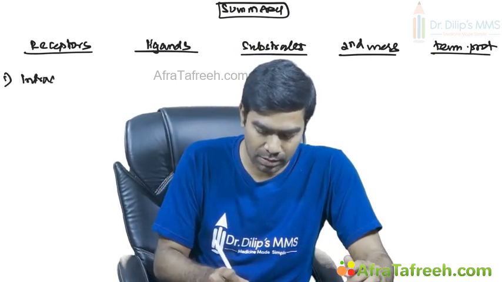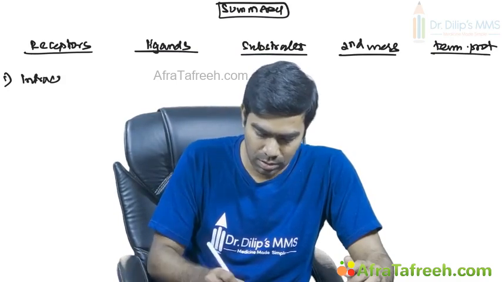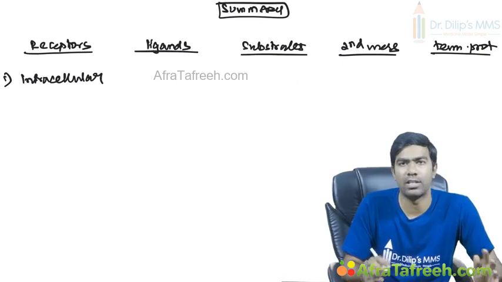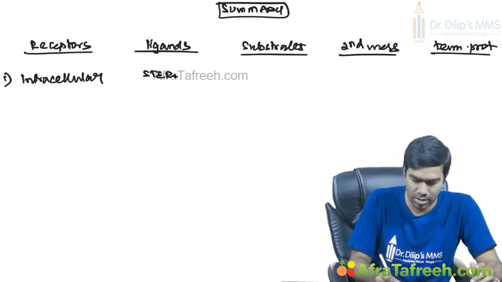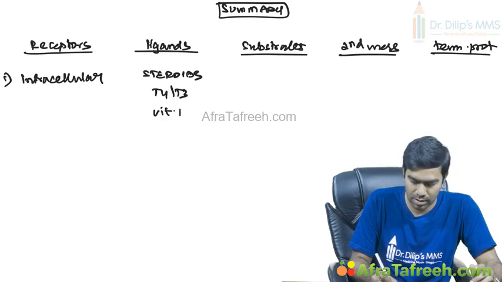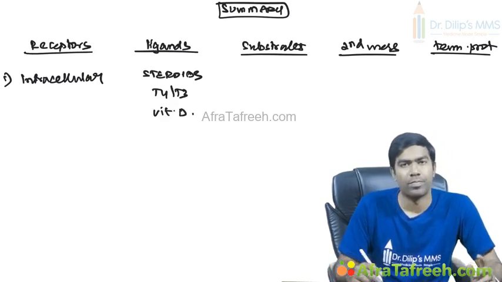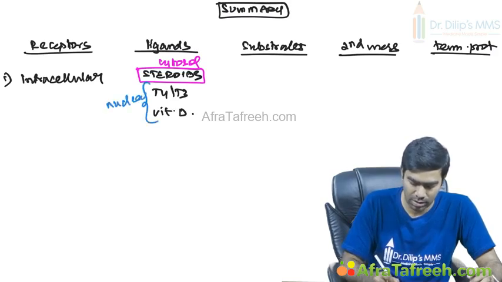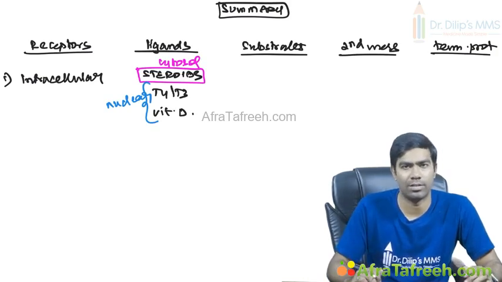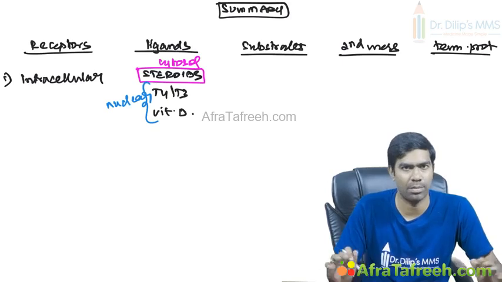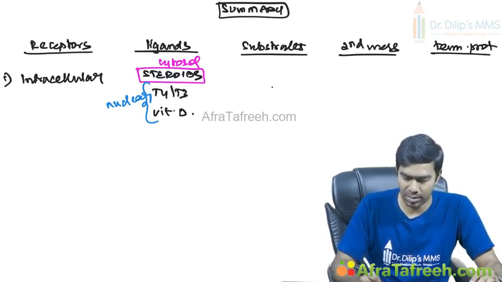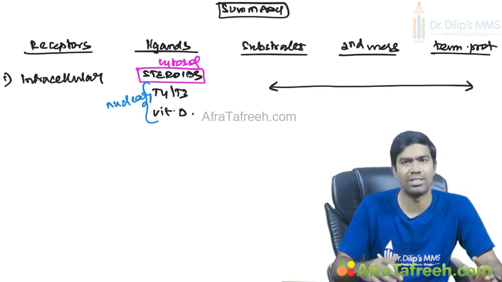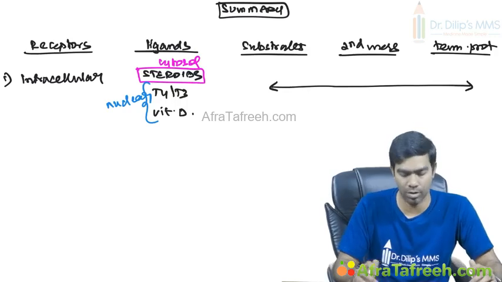First is the intracellular receptors. We have seen intracellular receptors. The ligands for intracellular receptors, you know, are steroids, thyroid hormones, and vitamin D. Clear? Of these, steroid hormones have cytosolic intracellular receptors, whereas thyroid hormones and vitamin D have nuclear intracellular receptors, which bind directly to the nucleus, with no cytosolic receptors in between. Substrates, we don't have any for this, or second messengers or terminal proteins. These regulate by themselves. We have seen the mechanism already.